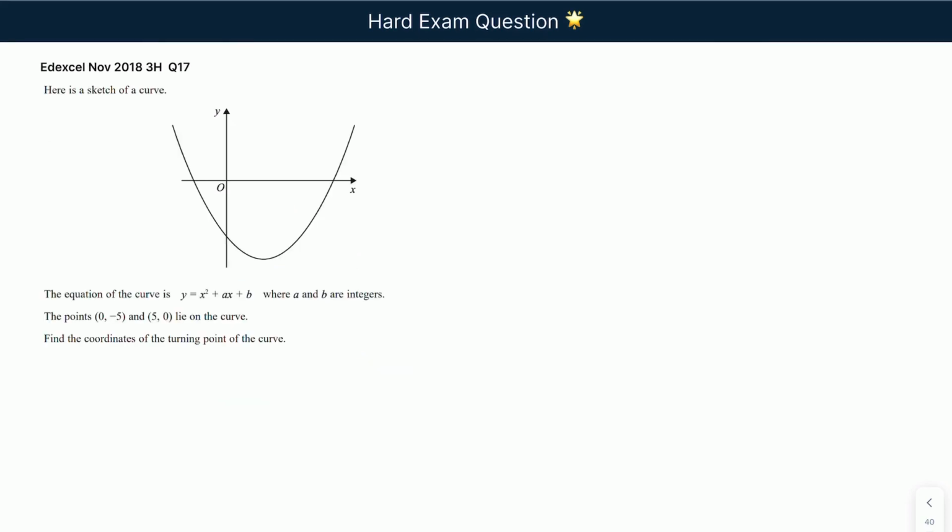Now looking at this one here. So again, feel free to press pause and have a go at this yourself before I go through it. So we've been given a curve with 2 points. They're not turning points, it just says the points lie on the curve. And we can see that those points are referring to that there and that there.